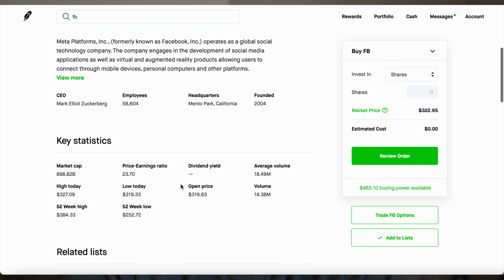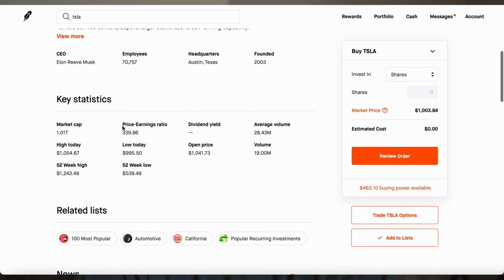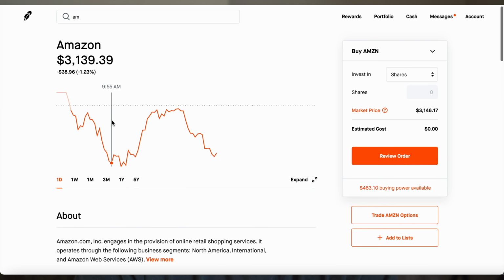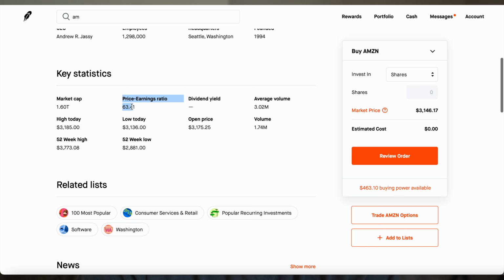Some examples of growth stocks are FB, Facebook, or Meta now, with a modest PE ratio of 23, Tesla with an absurd PE ratio of 339, and then we got Amazon with a relatively high PE ratio of 63. So people expect these companies to do very well in the future. Since they expect the company to do well, the price as well as the PE ratio keeps rising in anticipation of them being such a good company.